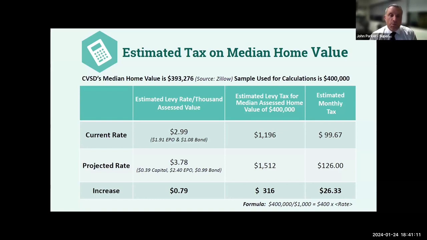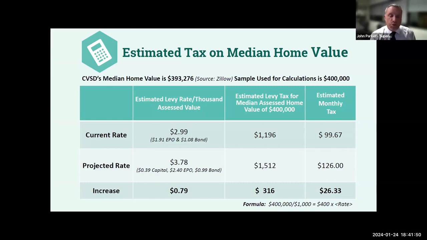That's currently. Upon passage of both measures, that same property owner would be looking at a levy rate of $3.78: 39 cents from the capital, $2.40 for the EP&O, and look at how the bond number dropped. This is due to a couple of reasons, but most specifically, when we talk about that distribution of tax burden, as well as we're going to see what we can do with our debt service fund to also see what we can do to drop that amount.